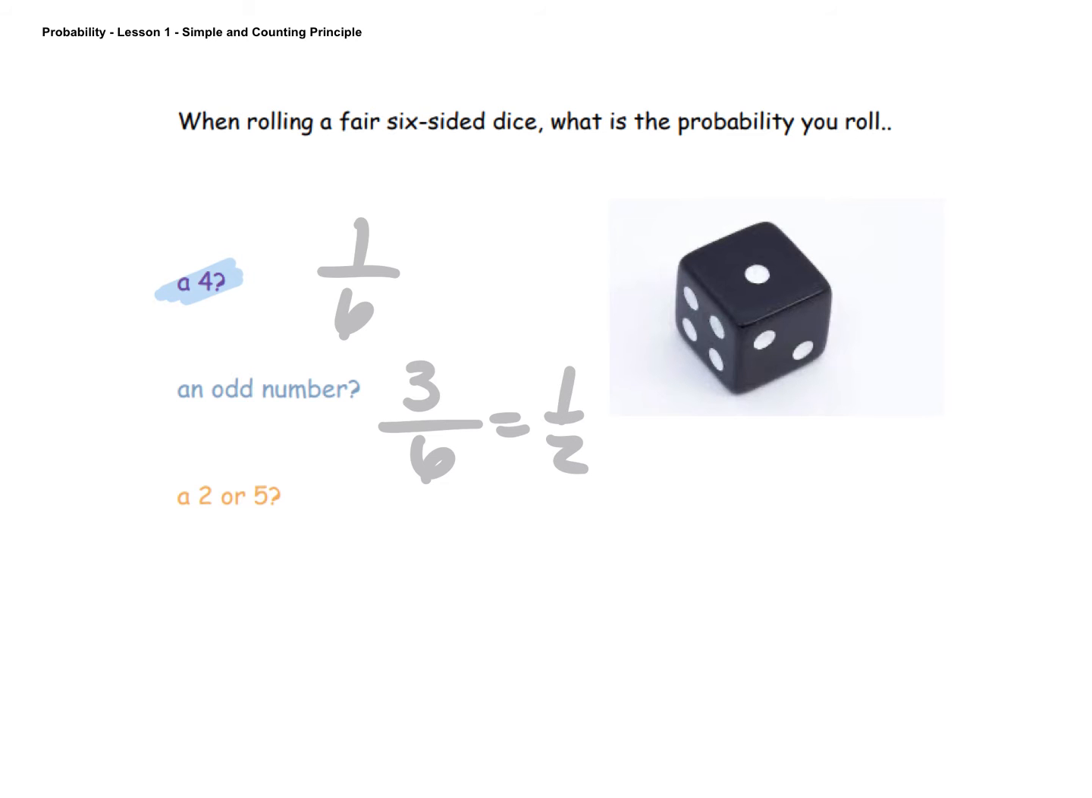And a 2 or a 5, try to remember that or means add. So there's two things that can make you win, a 2 or a 5. So 2 things out of 6, which simplifies down to 1 in 3. All right.